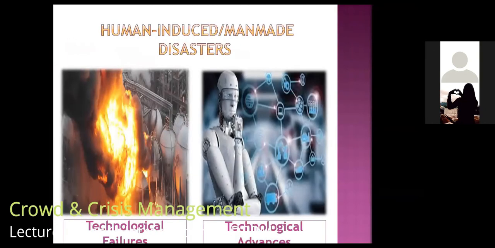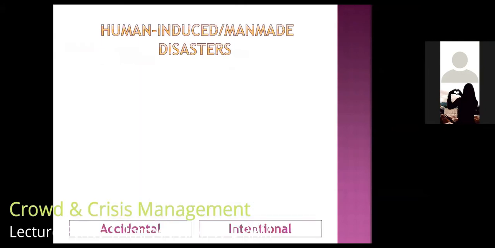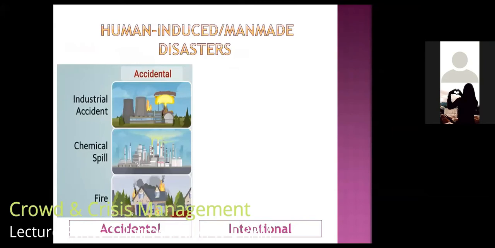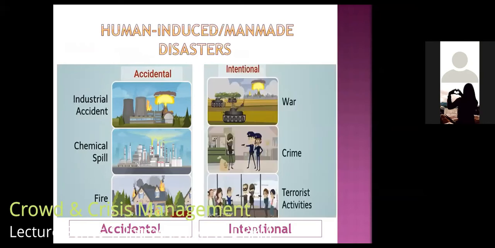These are the following human-induced or man-made disasters: the technological failures and technological advances. So we have accidental and intentional man-made disasters. From the picture itself, as you can see, are different examples of accidental disasters like industrial accident, chemical spill, or fire. The other side of the slide is the intentional disaster. Those are war, crime, and terrorist activities.